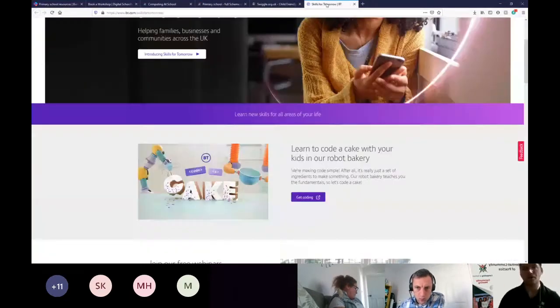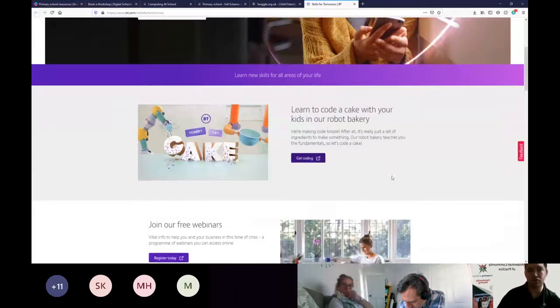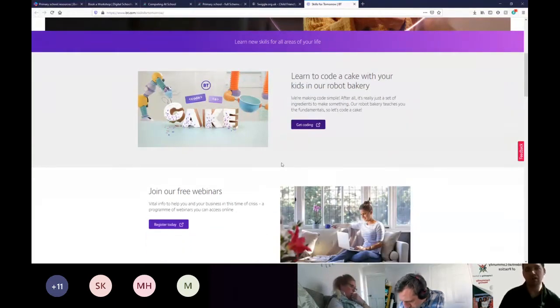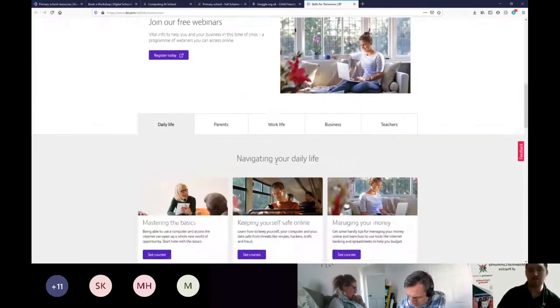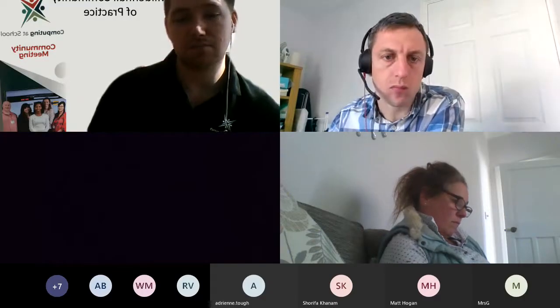And then the other one that I've got is the BT Skills for Tomorrow website, and there's something that looks quite cool at the moment on looking at a robot bakery, and if you go through it, it's got step-by-step instructions that students can follow and get coding by making cakes and that sort of thing. And they've got some webinars and things on there as well. So there's lots and lots of different things that are useful out there. I don't know if anyone else has got anything else they want to add.